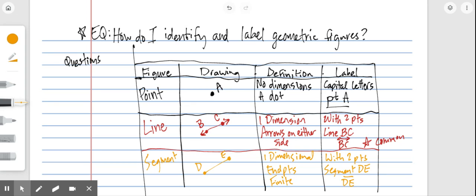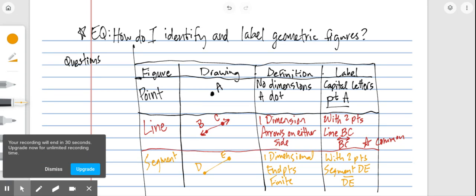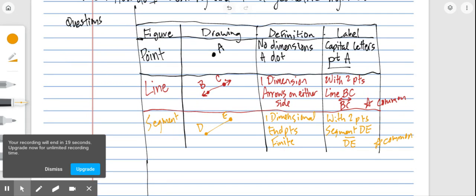So notice again, the one for lines has arrows on it, and the one for a segment does not. And again, this is the common label. Most of the time, you'll see it with the line over the top without the arrows on it. Okay? All right, so we're going to go on to the next one in the next video.